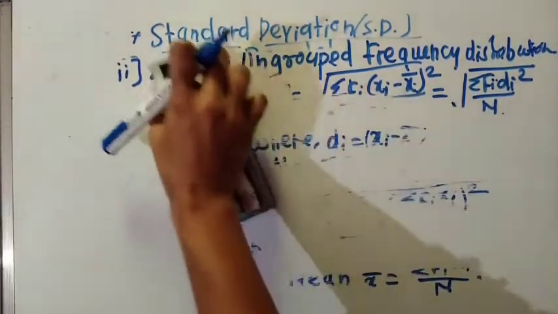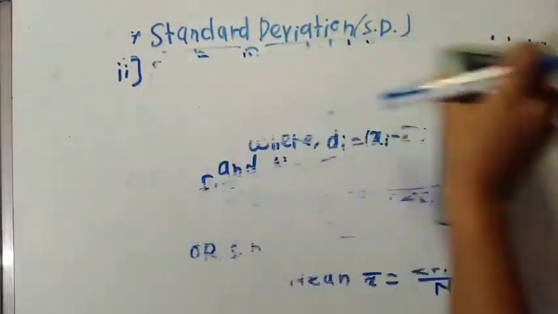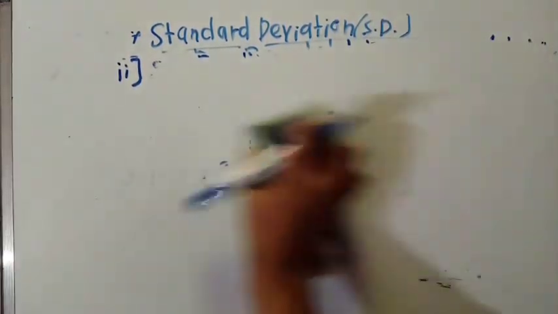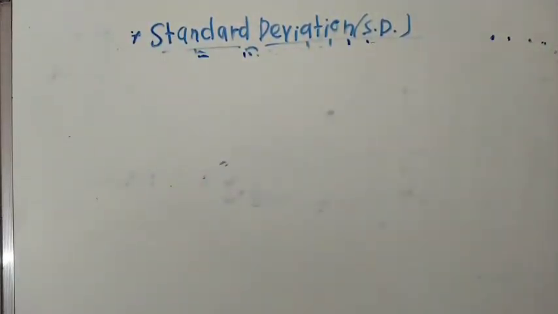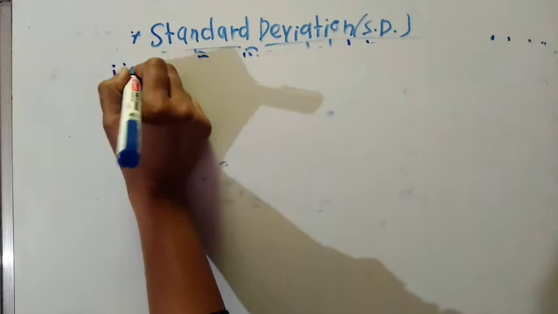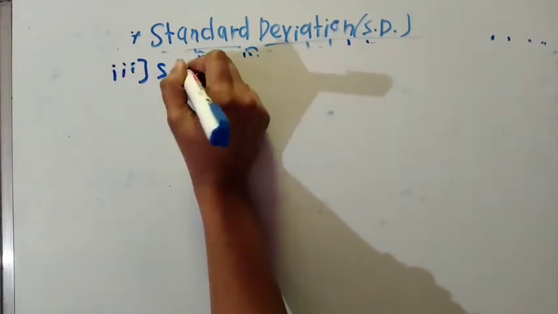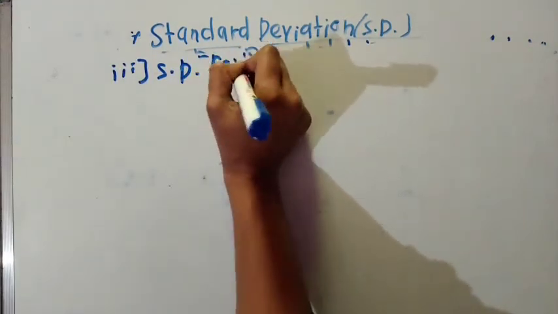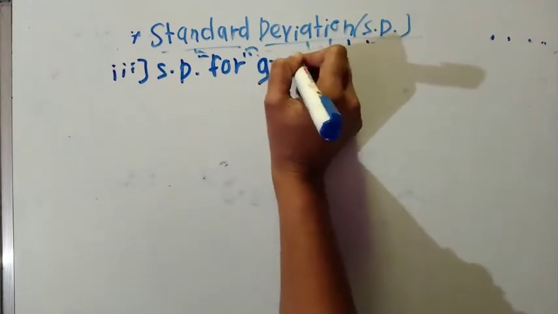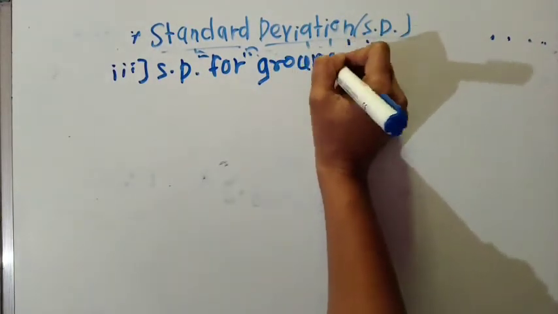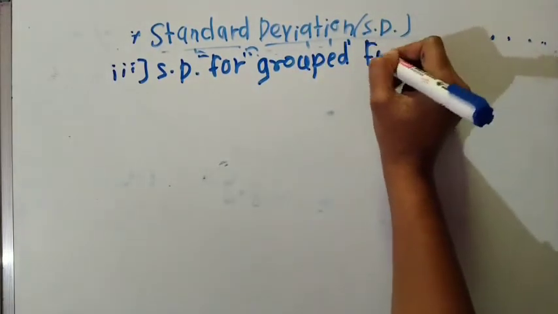Then the third formula is for grouped data. Third, standard deviation for grouped frequency distribution.